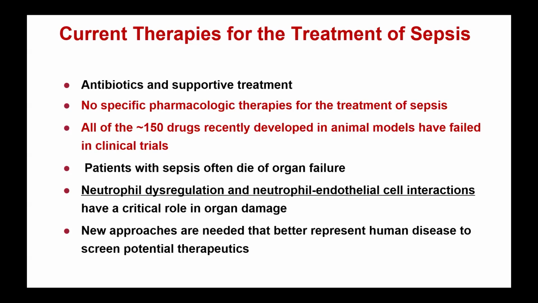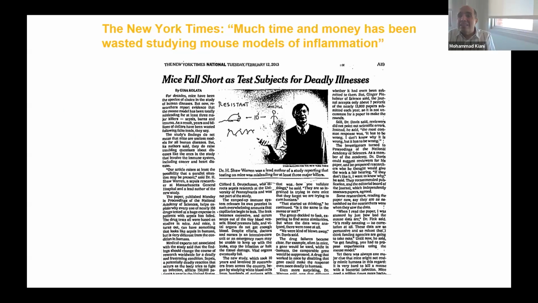Patients with sepsis often die of organ failure. Again, neutrophil dysregulation and neutrophil-endothelial cell interactions have a critical role in organ damage. So we need new approaches. And this failure of animal models got so bad that the New York Times even at one point got into this game and said much time and money has been wasted studying mouse models of inflammation. And so this is a big deal now, at least in the United States. Some of the National Institutes of Health, for example the NIGMS, do not support animal model studies of sepsis anymore. And so this has become a big issue in the US.